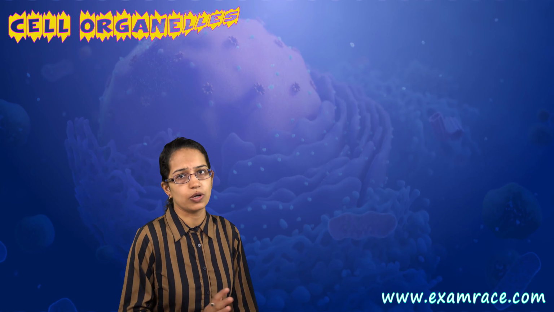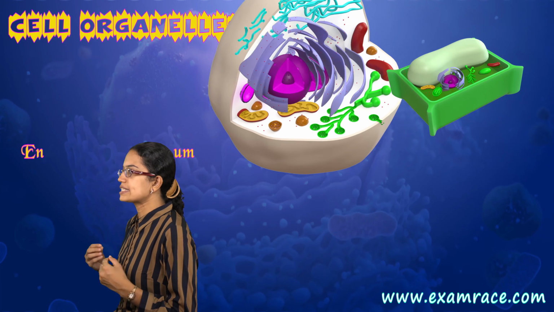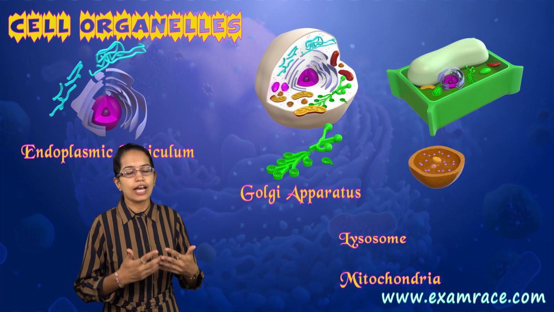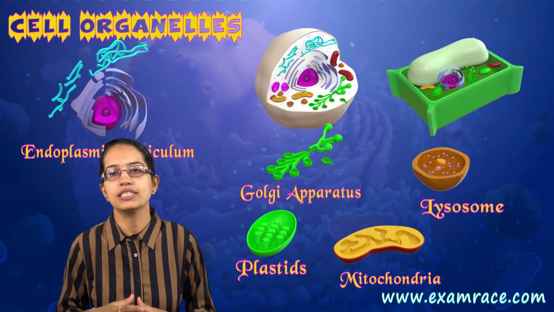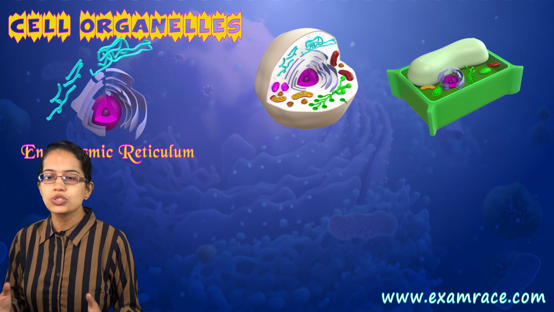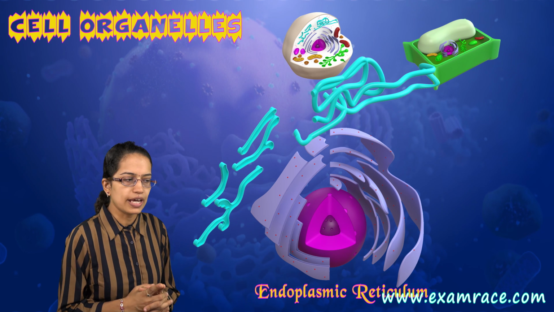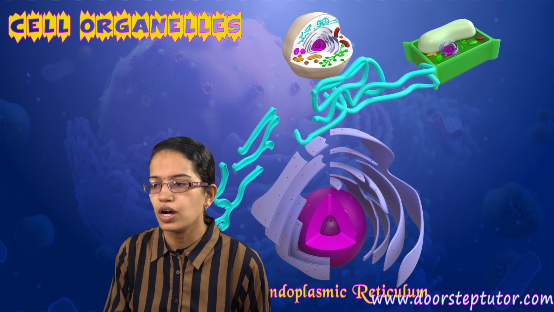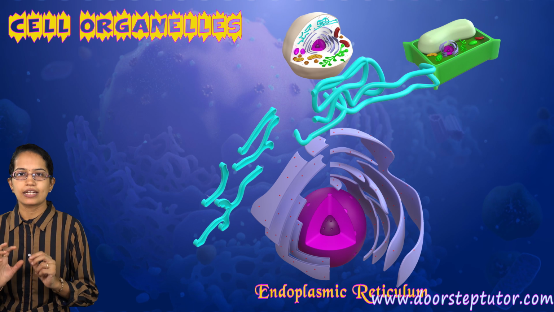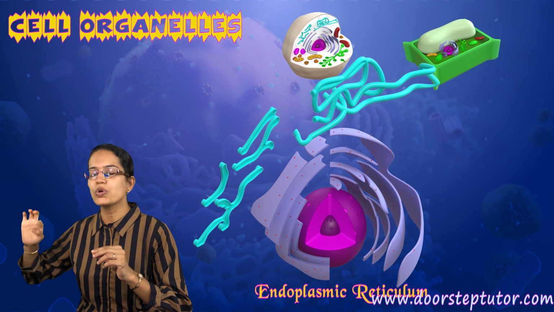Coming on to the cell organelles, we have various organelles which are present in the cell. It starts from the endoplasmic reticulum. You have the Golgi apparatus, lysosomes, mitochondria, and plastids seen in plant cells. So let's discuss these one by one. The first one that we would pick is the endoplasmic reticulum. Now this endoplasmic reticulum is a network of membrane-bound vesicles, tubes or sheets, and these long tubes have a round end.